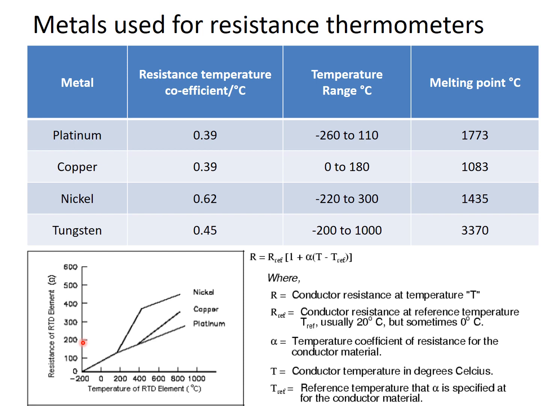These characteristics are drawn between the resistance of the RTD element and the temperature of the RTD element. If you look at the copper characteristics, it is completely linear. That means as the temperature increases, the corresponding resistance also increases. This is a drawback of copper. If we choose higher temperatures, the copper resistance value becomes very high, so practically it is not preferable.